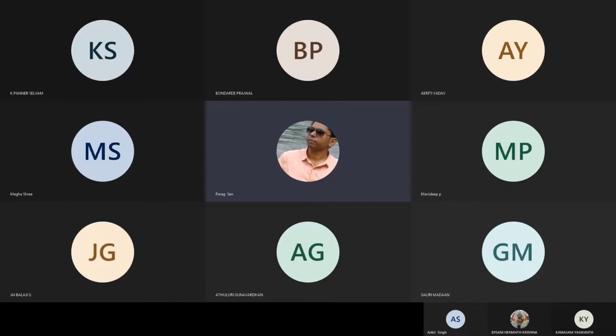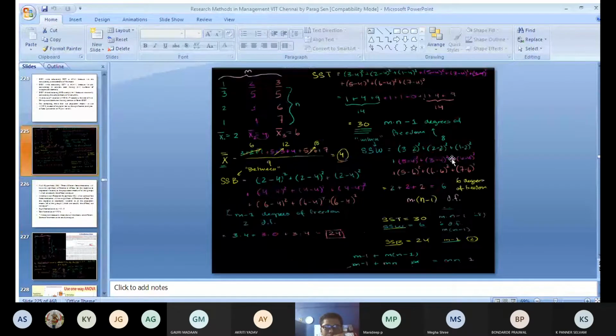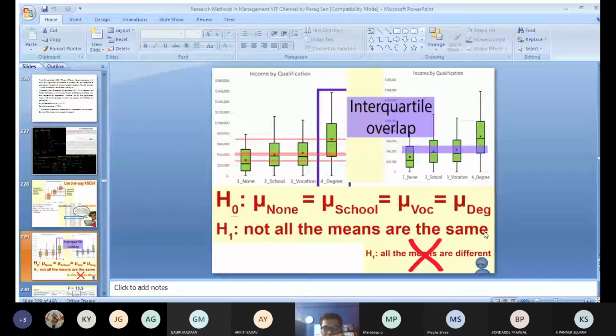We have seen that in one-way ANOVA, if your null hypothesis is rejected, we can conclude that there is enough evidence of the alternative hypothesis or the research hypothesis, and we can conclude that not all the means are the same. But we cannot conclude that all the means are different. Which pairs of means are different?